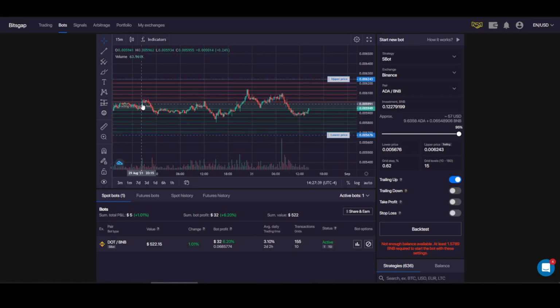Basically, what you're looking for is a pair that has a lot of up and down like this. So the more you have up and down, the more buy and sell the bot will do, so the more profit you will make.